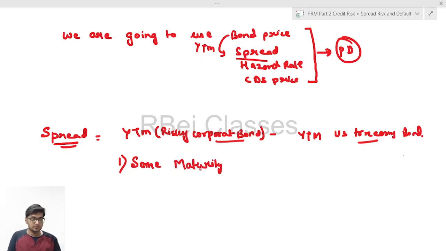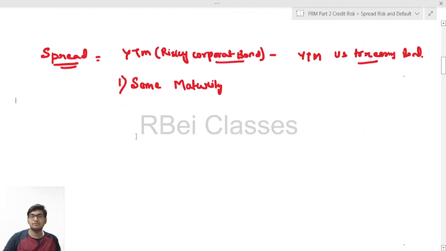Clear? If the risky corporate bond is of 10 years maturity, then the US Treasury bond which you will be using is also of 10 years. Clear? Now, we can have many different types of spreads. Write down the types of spreads, one by one.